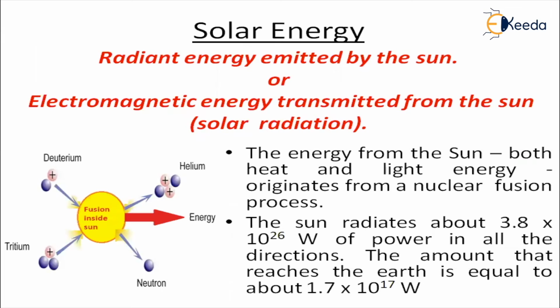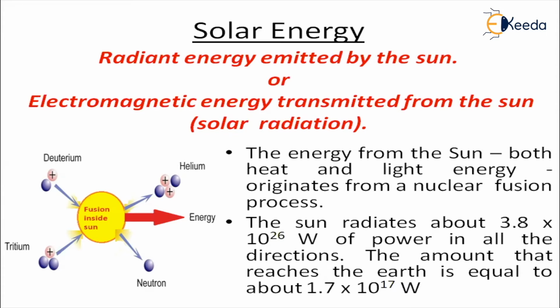Solar energy we can define in various ways, but here we have defined it as the radiant energy emitted by the sun or electromagnetic energy transmitted from the sun; both are known as solar energy. Or we can say in simple words, whatever energy we are getting from the sun is known as solar energy. But we want to know how we are getting that energy. Something is happening inside the sun. There is nuclear fusion happening inside the sun.